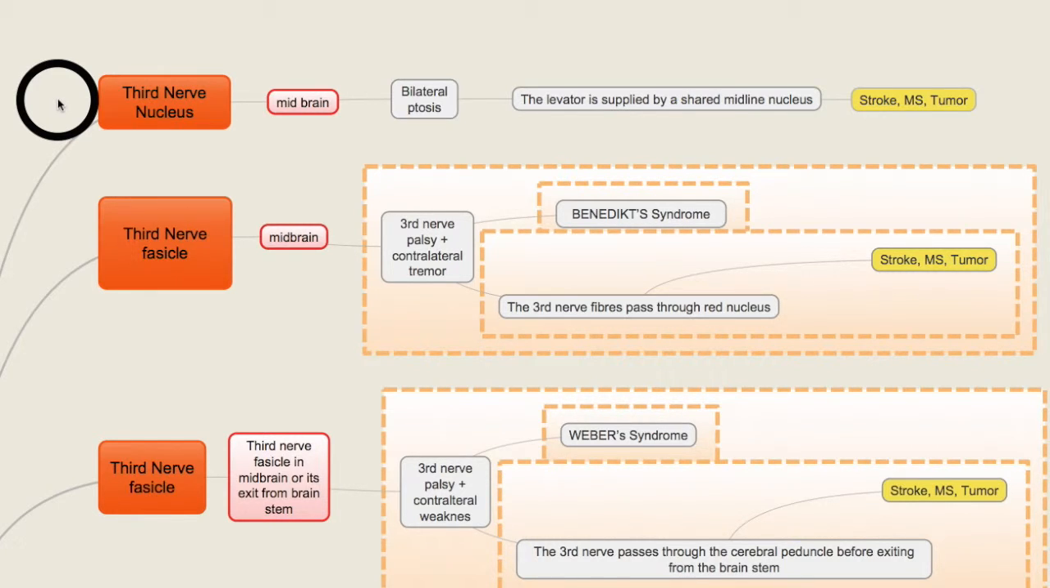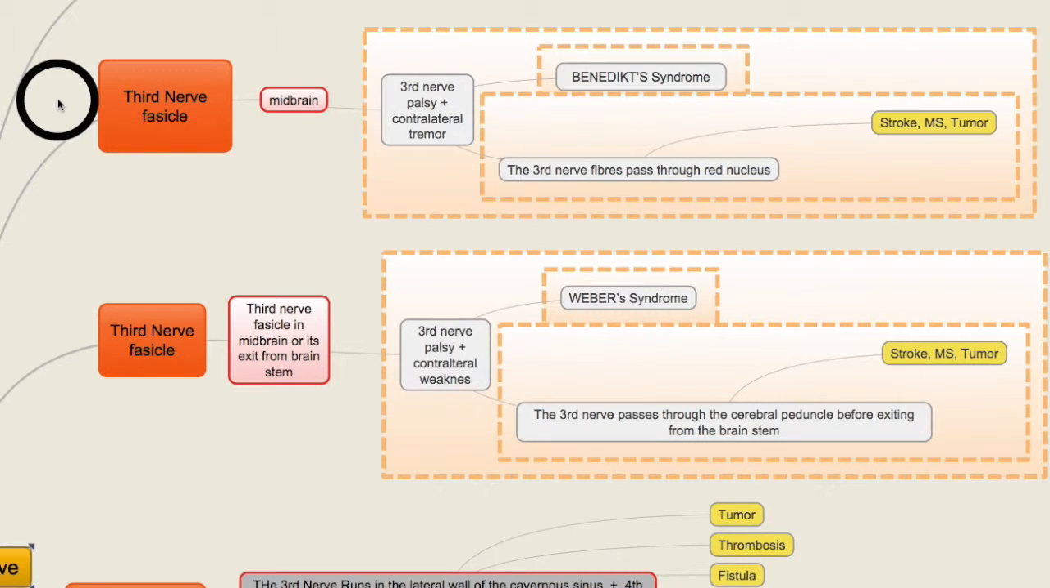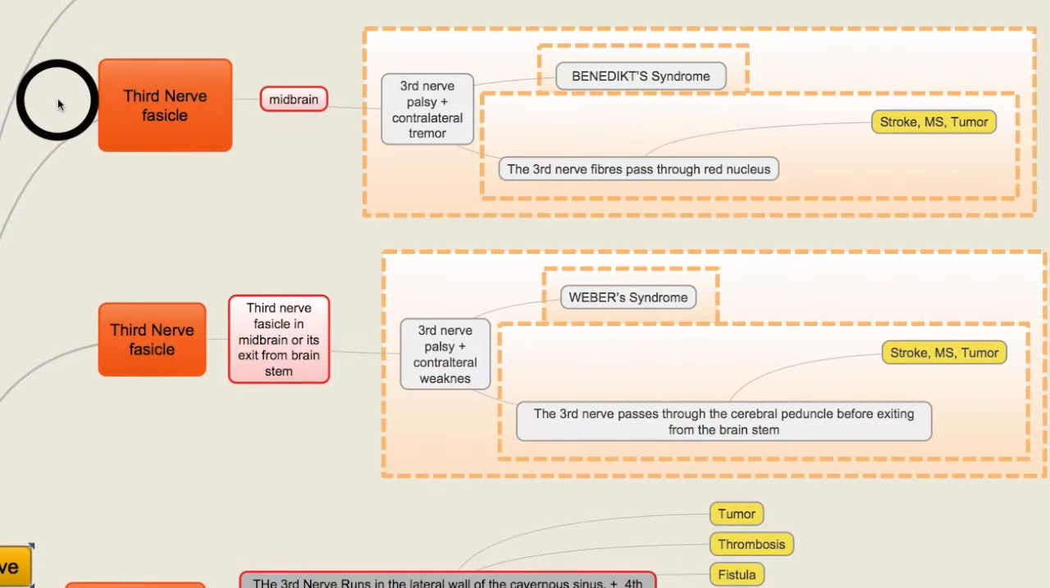The nerves are grouped together into a fascicle which passes through the midbrain, and the first port of call is the red nucleus. As it passes through the red nucleus, damage here can result in a syndrome called Benedict syndrome, where there's a third nerve palsy and a contralateral hemitremor. This can be caused by stroke, multiple sclerosis, or neoplastic lesions.